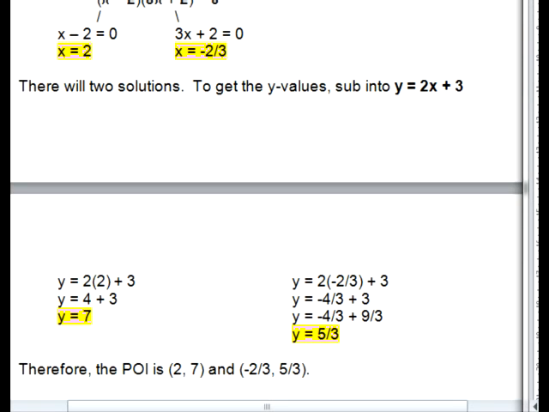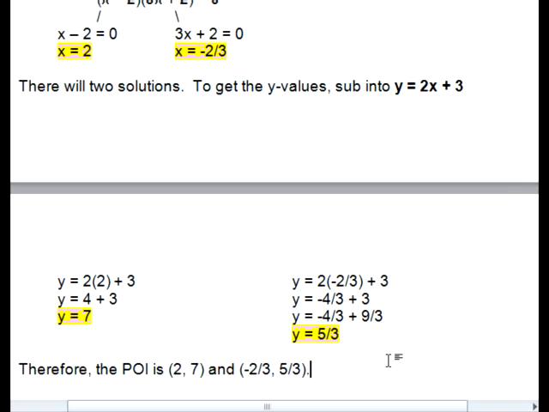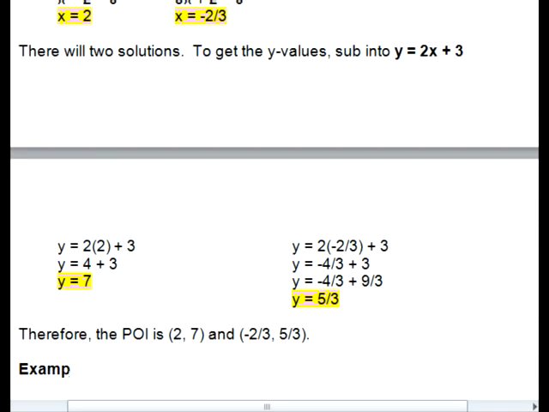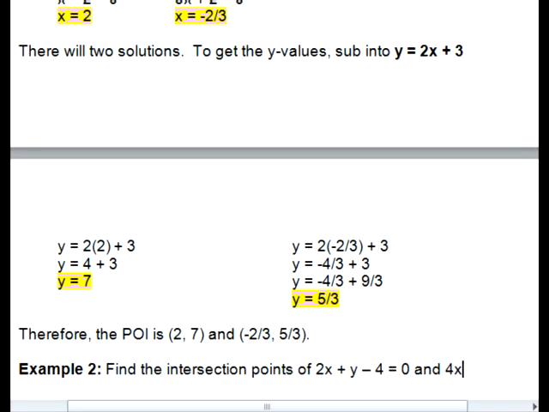Okay, so let's move on to example 2. Find the intersection points of 2x plus y minus 4 equals 0 and 4x squared minus y squared equals 16.